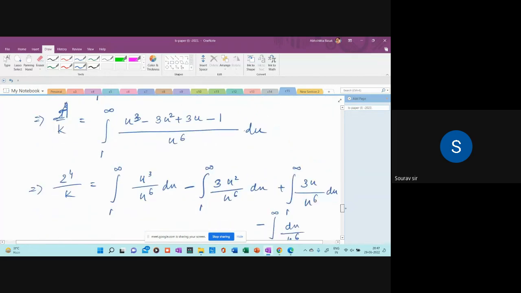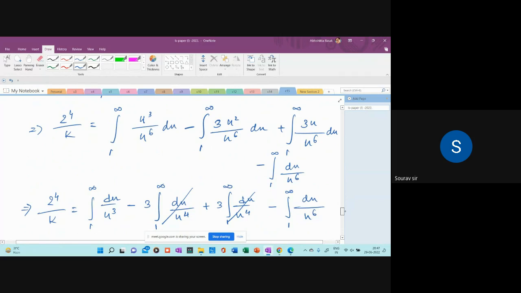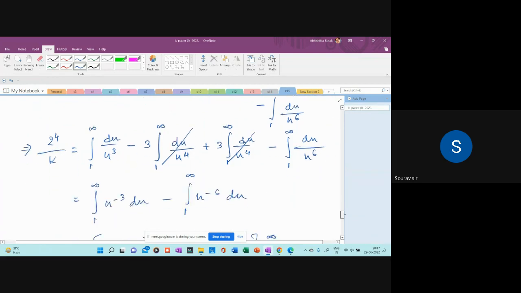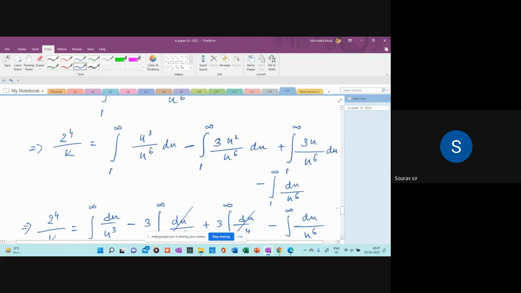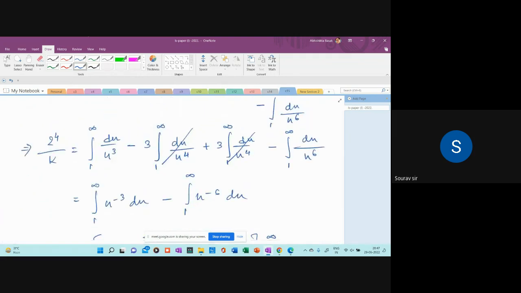Have you found any error in my calculation? Yeah, there is one error. This is 6 minus 1, that is going to be minus 5. So it won't get cancelled out. It's not that easy.